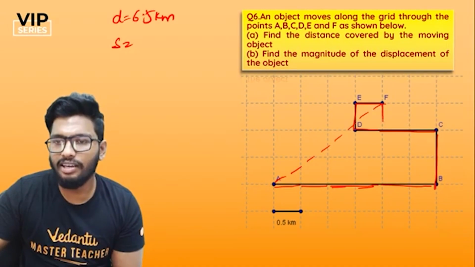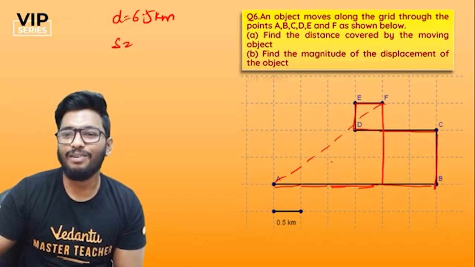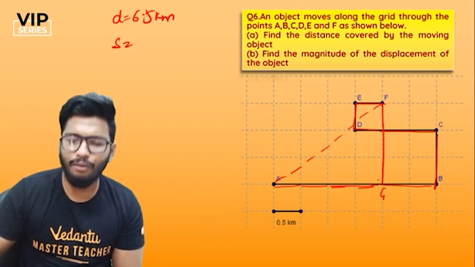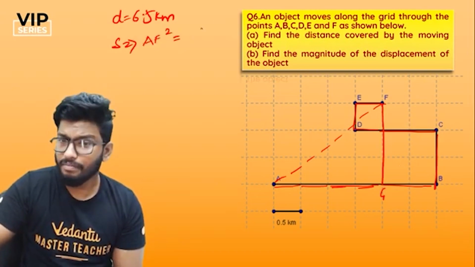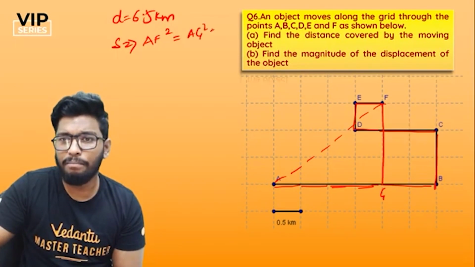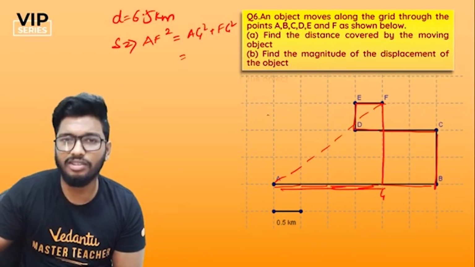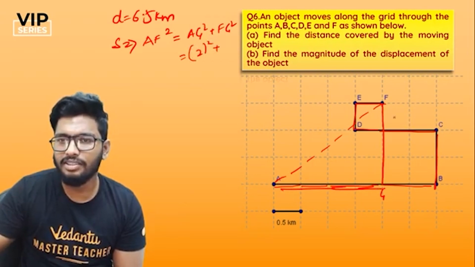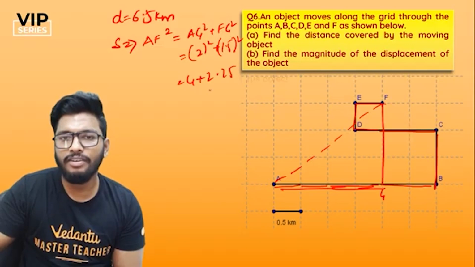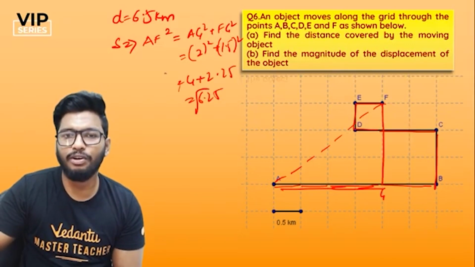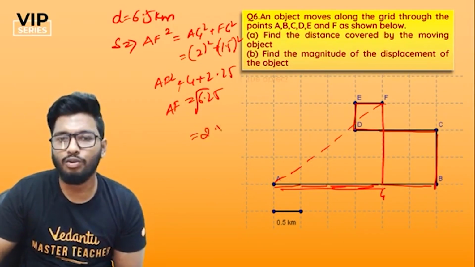Now what I'm going to do is create a right angle triangle. That right here is a right angle triangle. Find out the hypotenuse once again. So I'll take this as G over here for now. So what you're supposed to find out is AF square, which is equal to AG square plus FG square. So that's nothing but 2 square plus 1.5 square. 1.5 whole square. So it's 4 plus 2.25, which is nothing but 6.25. So AF square is 6.25, so AF is equal to root of 6.25, which will get us 2.5 kilometer.